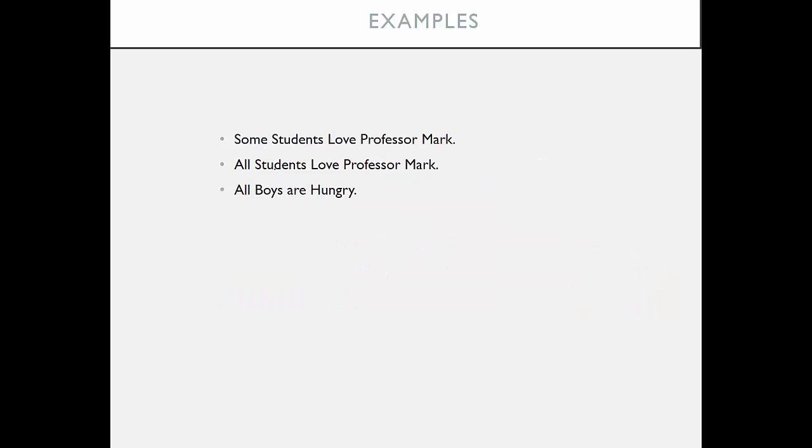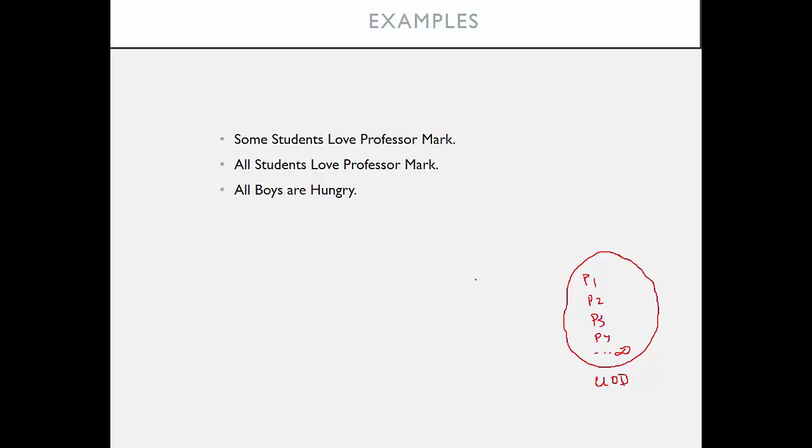Now let's try to solve this problem, which is: some students love Professor Mark. For this, let's have a universe of discourse which contains all the human beings. Let them be P1, P2, P3, P4, all the way up to infinity. Now I took P1 out, and what we saw is that P1 was a student, and at the same time P1 loved Professor Mark. So how would we represent this statement?